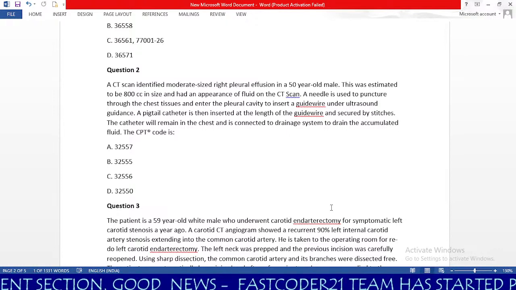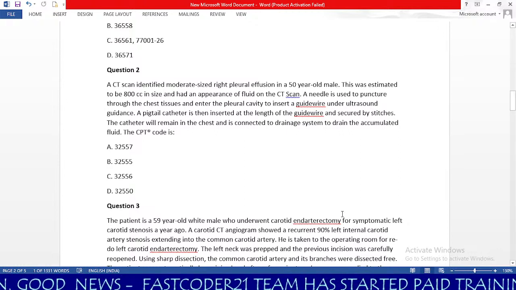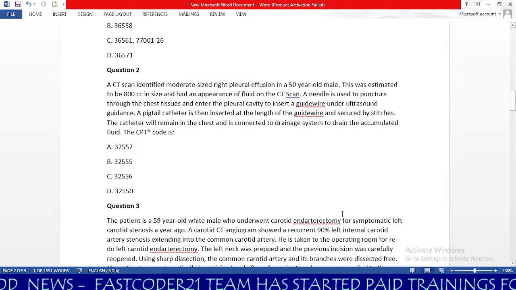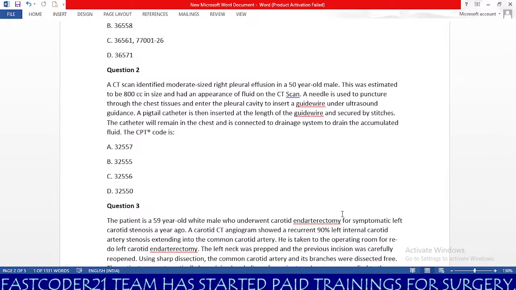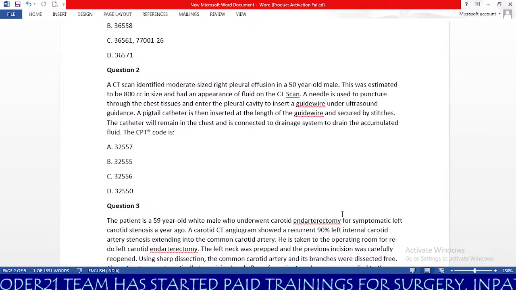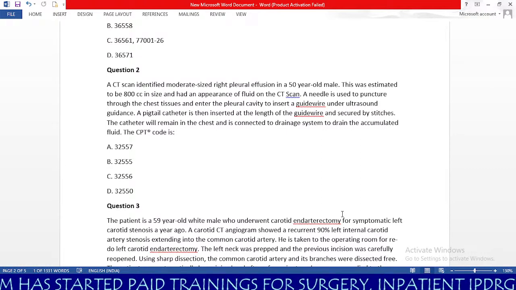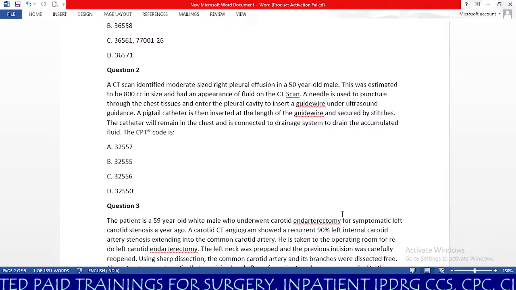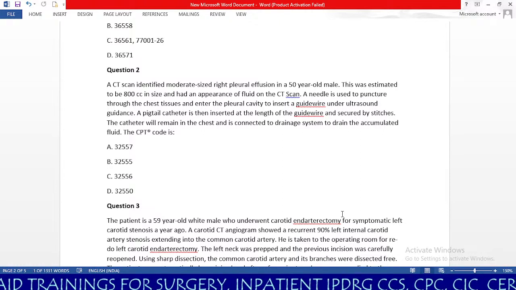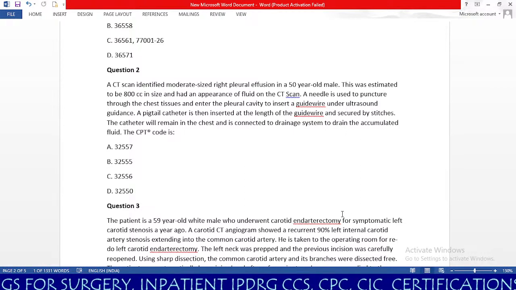First we will check 32550, insertion of indwelling tunneled pleural catheter with cuff. Okay. We will check 32555, thoracentesis, needle or catheter.